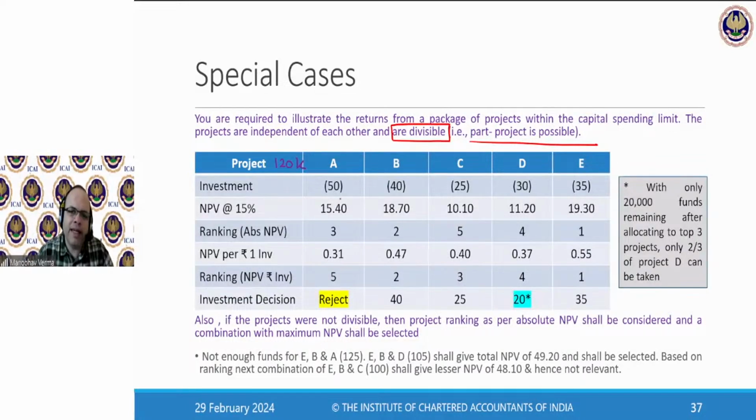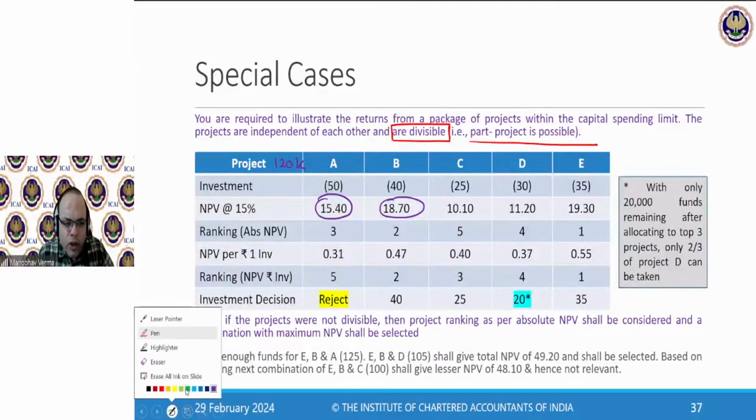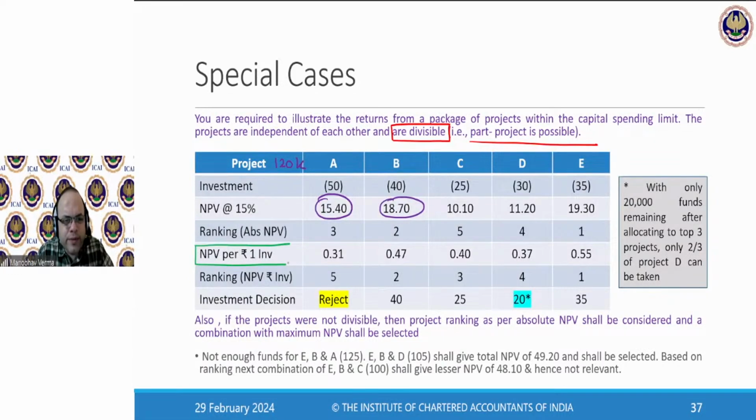Now they've given NPV, guys: 15.4, 18.7, 10.10, 11.2 and 19.3. Now with the divisible projects, guys, what do we need to calculate? With the divisible projects, what we need to calculate is NPV per rupee 1 invested. So what we're doing here is 15.4 divided by 50. Similarly, 18.7 divided by 40.